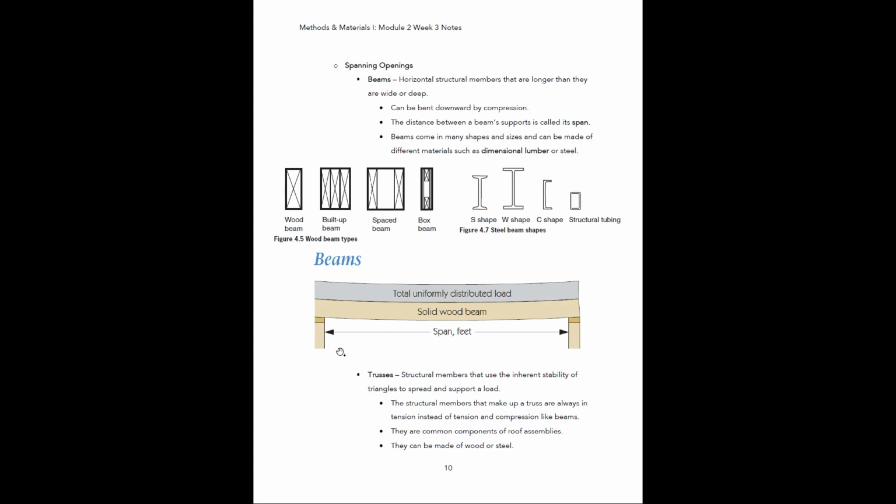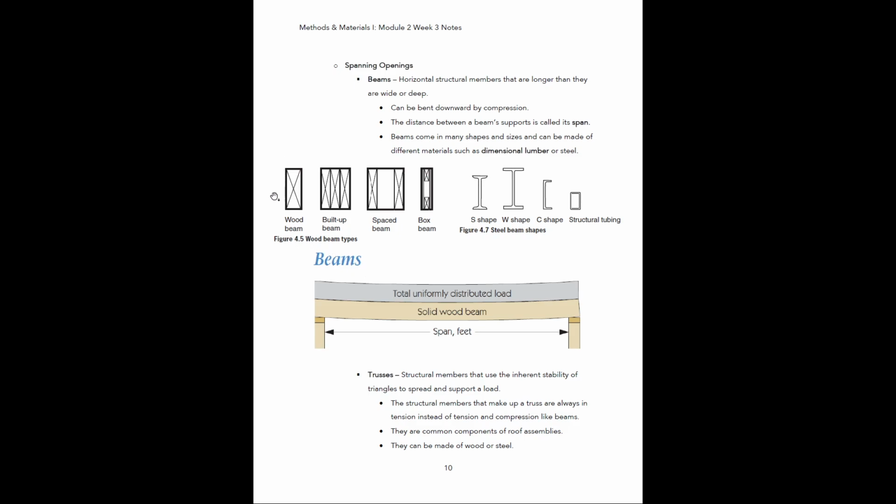Okay, so if you look down here, we have a support on one end here and a support on the other end here, and the distance between those two supports is known as the span. Beams can come in many different shapes and sizes, and they can be made of different materials such as dimensional lumber or steel.